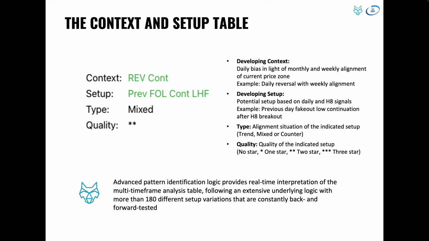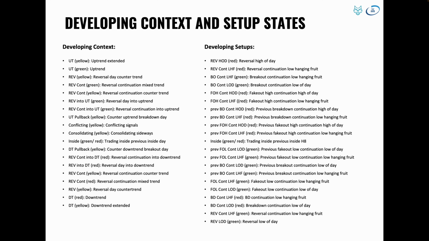The indicator also has a filter function, so you can tell the indicator to only show you 3-star setups, or you only want to have reversal setups. So you can filter these 180 constellations to your liking. That's the strength of it. Now let's see how this looks in detail.